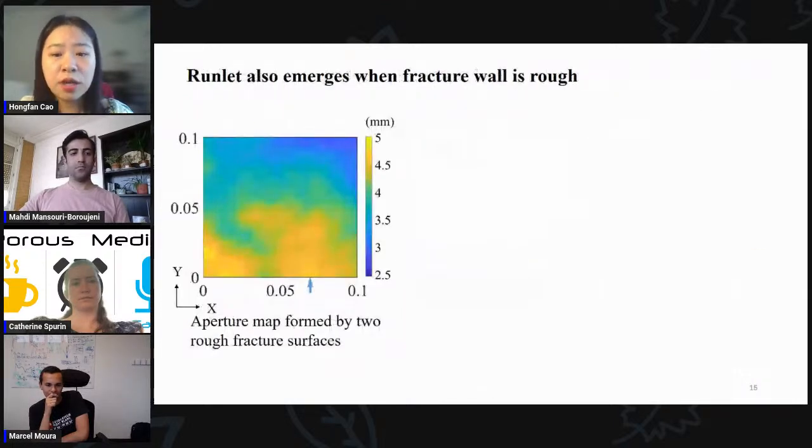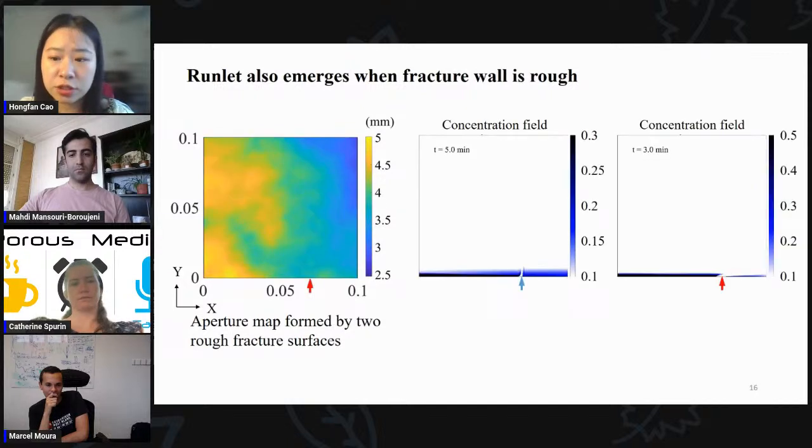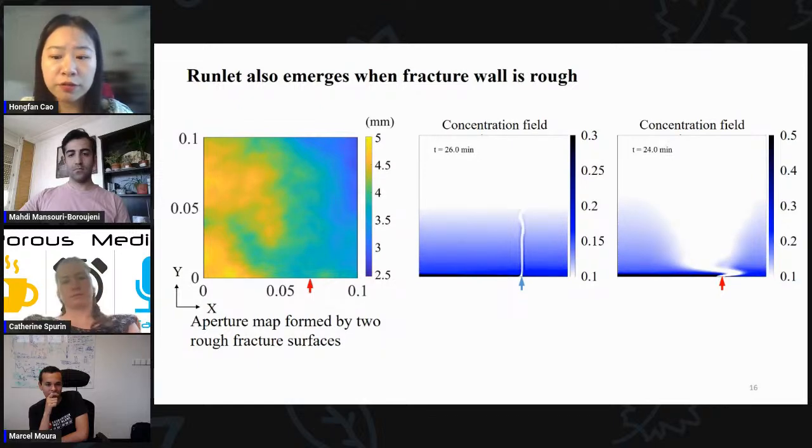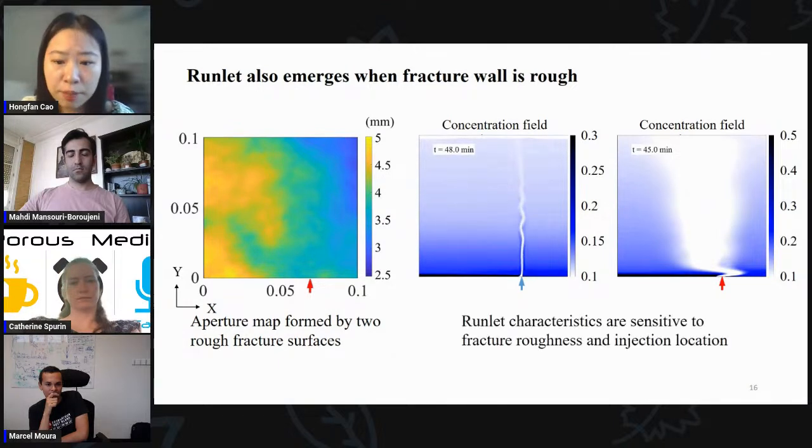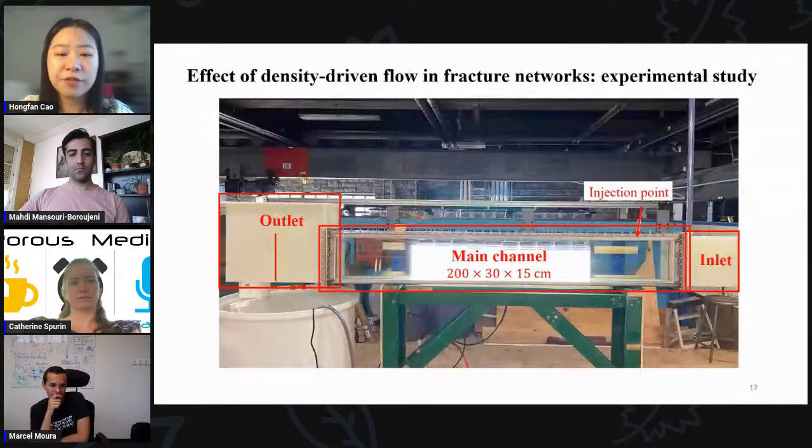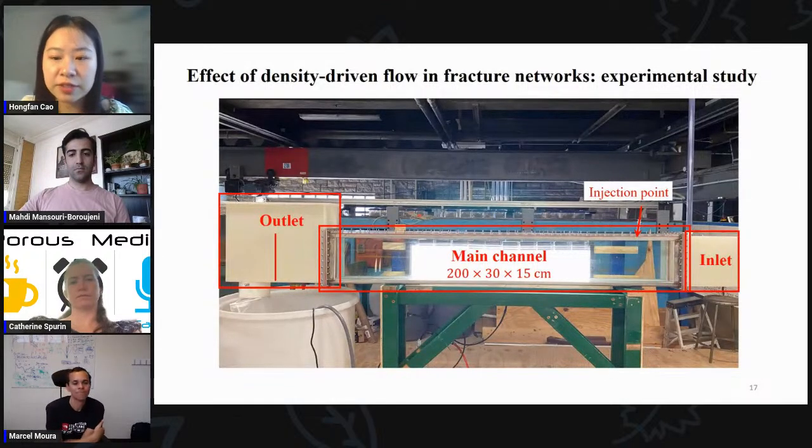In nature, most fractures have rough walls, so we also studied the emergence of rivulets in rough fractures. We used two different geometries of the rough fracture to do the simulation. We found the rivulet is also present in the rough fracture, but the rivulet characteristics are sensitive to fracture roughness and injection location.